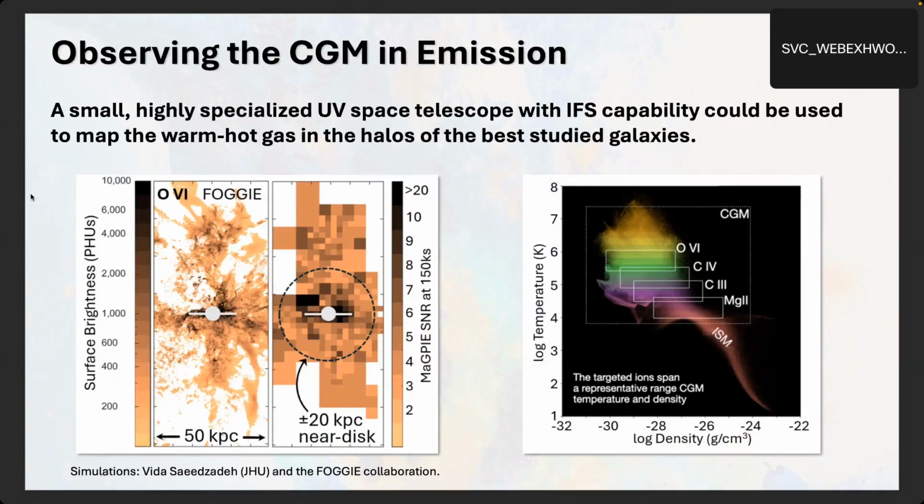With a system like this, we expect, even with conservative flux predictions, to get decent SNR out to distances like 50, 60 kiloparsecs from the disk, and really high SNR in the near-disk region. And it'll cover a really broad range of density and temperature.